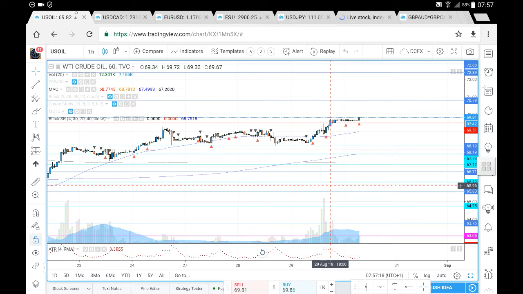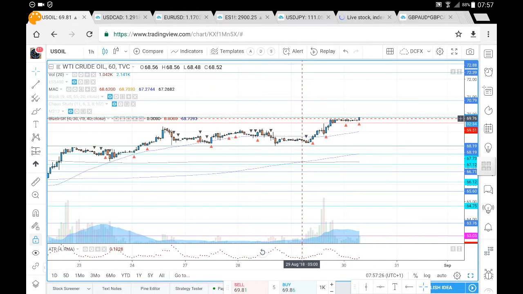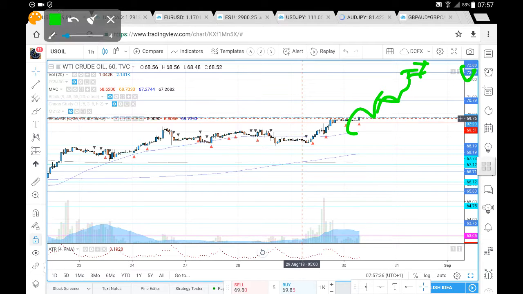So the levels that we are looking at here to the upside are a move up towards that 70.79. And if we are successful in breaking and holding beyond 70.79, we're looking for price to head up towards that 72.39, or possibly up towards that 72.88 here on the US oil.